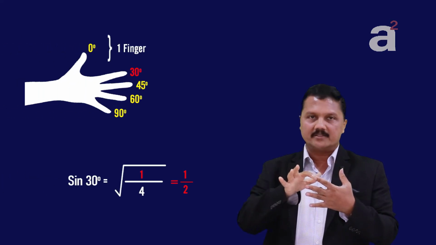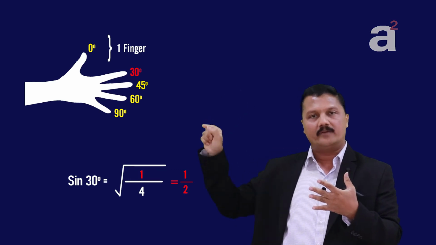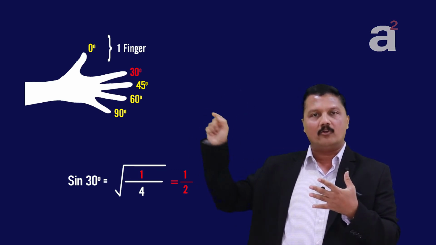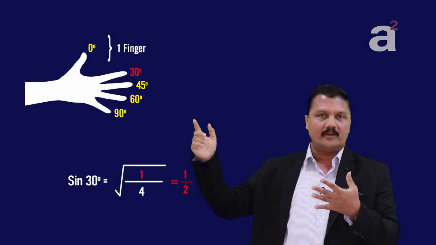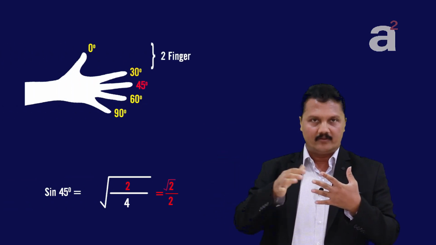This is for 30 degrees. Above 30 degrees, only one finger is there. So we fill by 1. So it is square root of 1 over 4. Square root of 1 is 1. Square root of 4 is 2. It's 1 over 2.